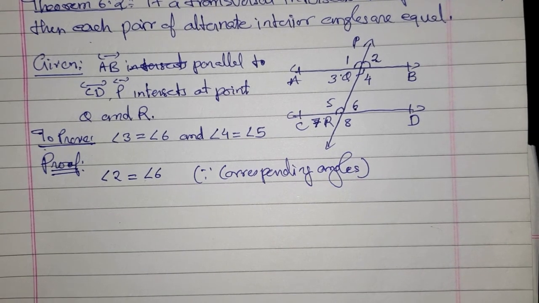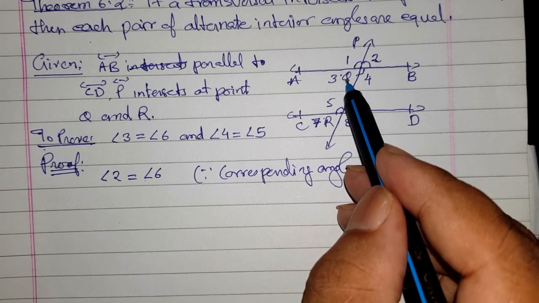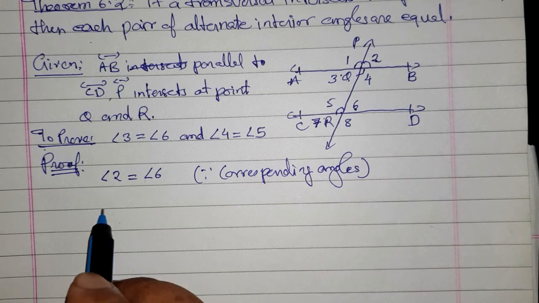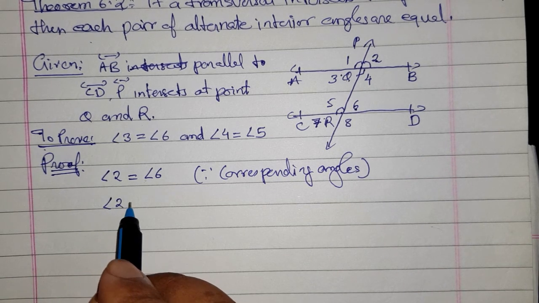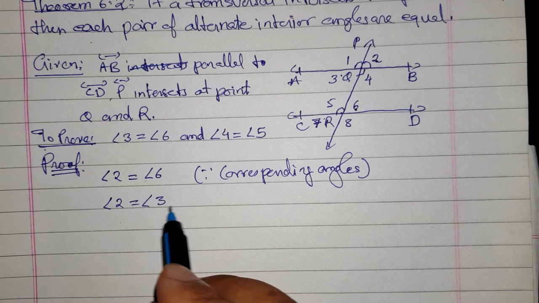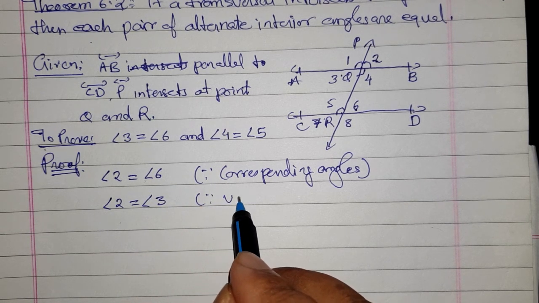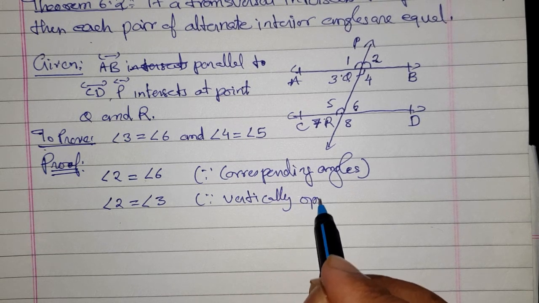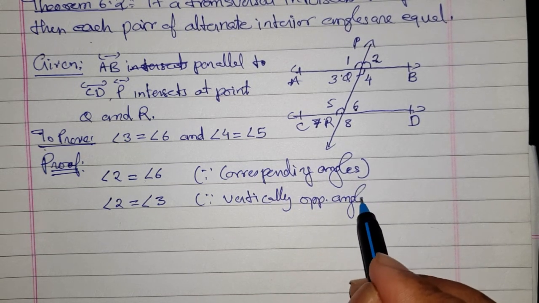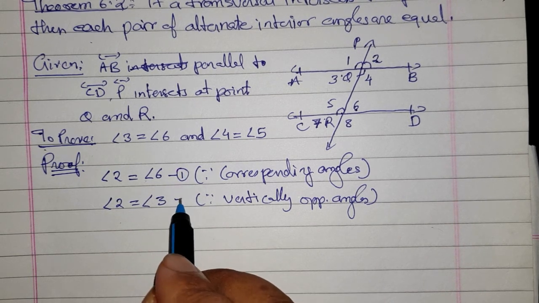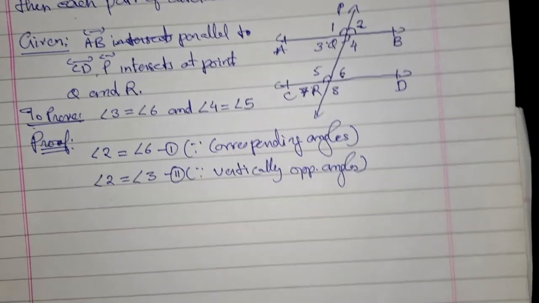Then angle 2 is equal to angle 3. They are what? They are vertically opposite angles. So you can write here angle 2 is equal to angle 3, since vertically opposite angles. Correct? So you can write here equation 1 and here equation 2.